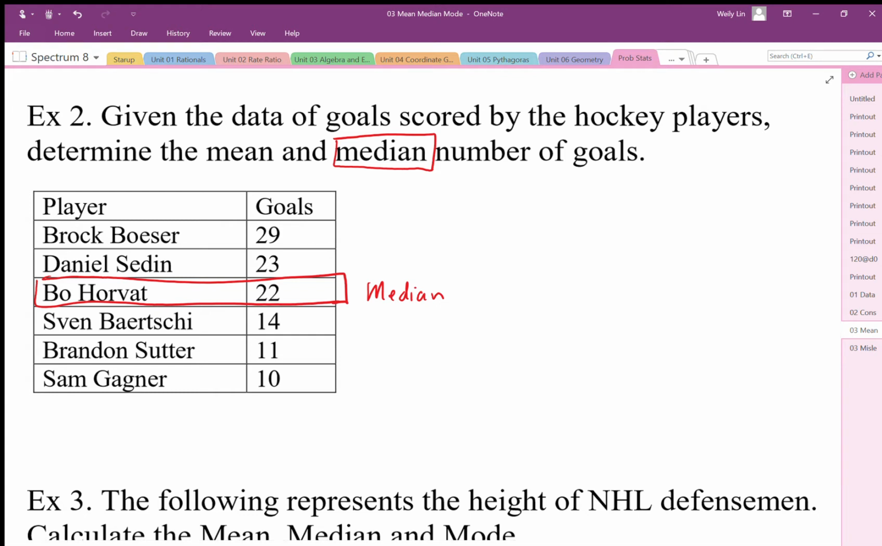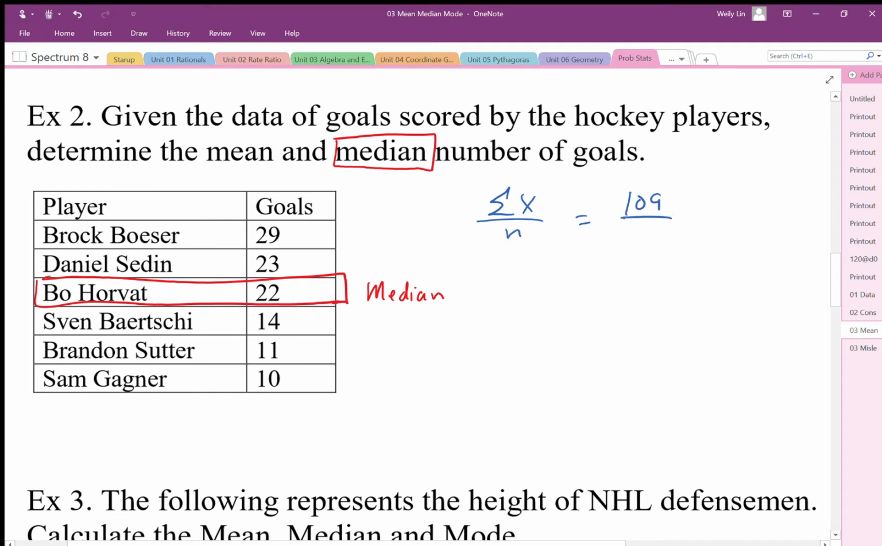Okay, so we want to add up all those goals. So there's 29 plus 23 plus 22 plus 14 plus 11 plus 10. So the total number of goals looks like the total number of goals is 109. Okay, so I'm going to do this in different colors. So the total number of goals is equal to 109.